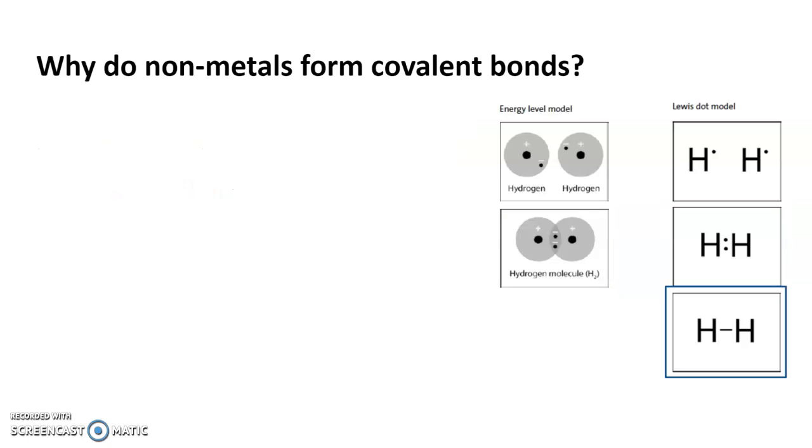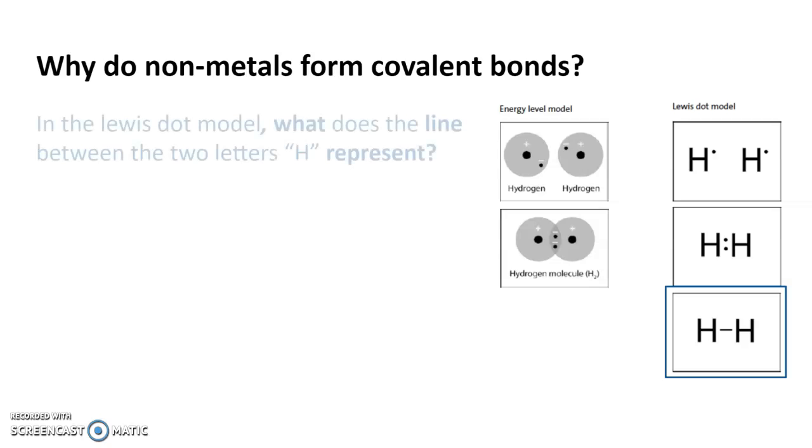So then, to simplify that, because chemists are lazy, we make a line instead of the two dots. So a single line in a Lewis dot diagram represents 2 electrons. Okay, so a line is equal to 2 electrons. We often call these 2 electrons a bonding pair, because they're used to hold the molecule together.